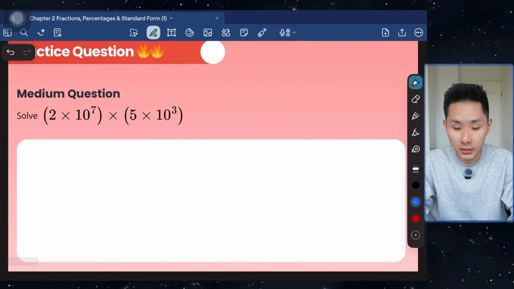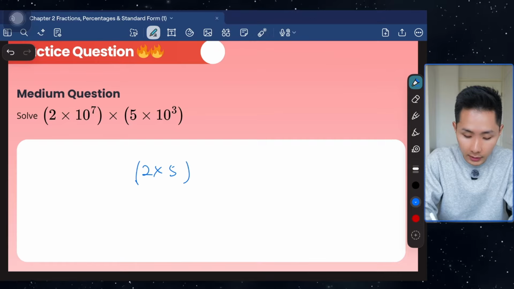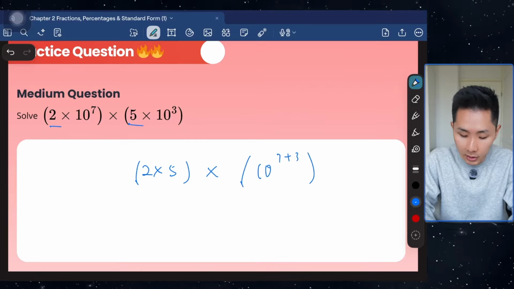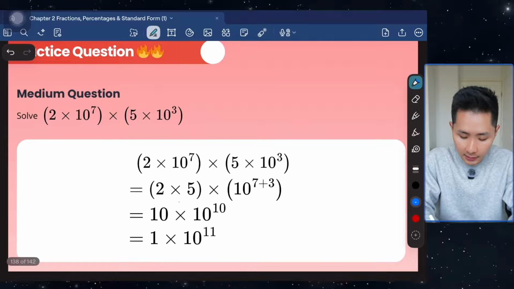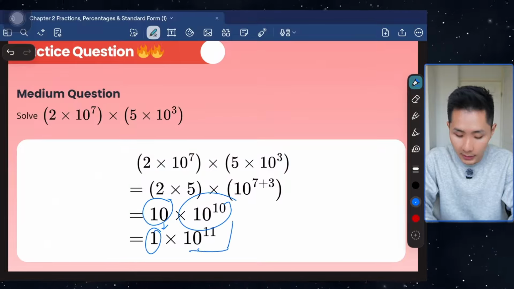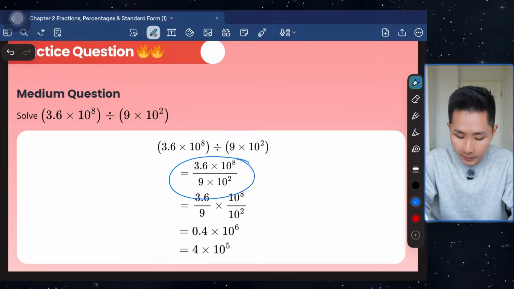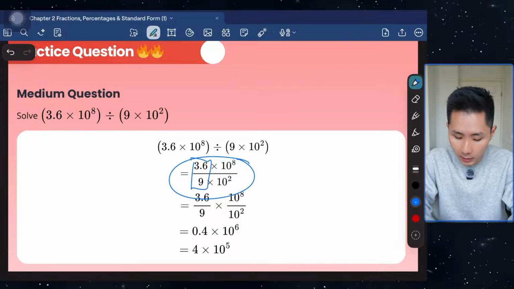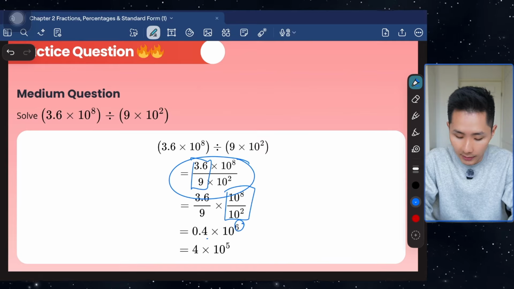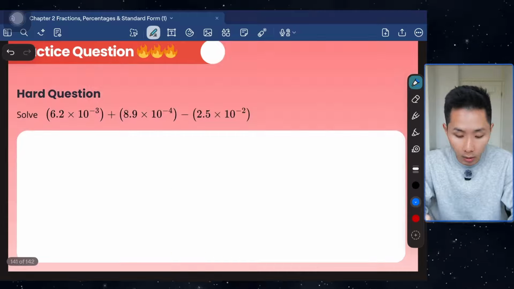Right, solve medium question. Multiplication of standard form. Again, you multiply the numbers separately here, and then let the indices add up because it's multiplication. And once you do that, you'll get 10 times 10 to the power of 10. Make it a proper standard form, 1 times 10 to the power of 11. All right, division is the same again. Just put them into fractions and then let the numbers divide each other, powers divide each other. That will be 8 minus 2, 6, and then 0.4. Convert that into a proper standard form. That's the final answer.